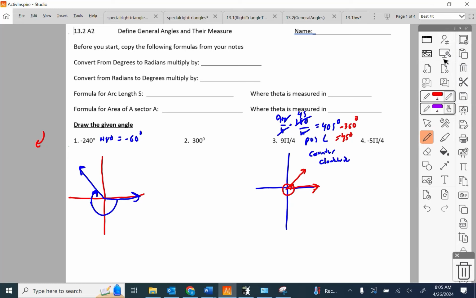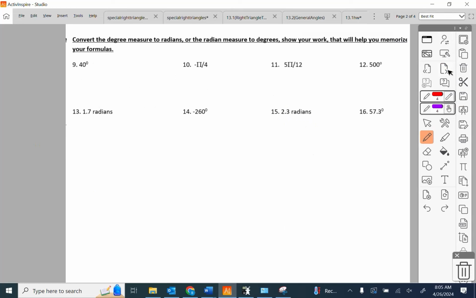Should keep this docked. Alright, what's next? Convert the following measure into degrees or the radian measure. Show your work, and that helps you memorize your formulas. They all work out pretty good, except for like 13 and 15.